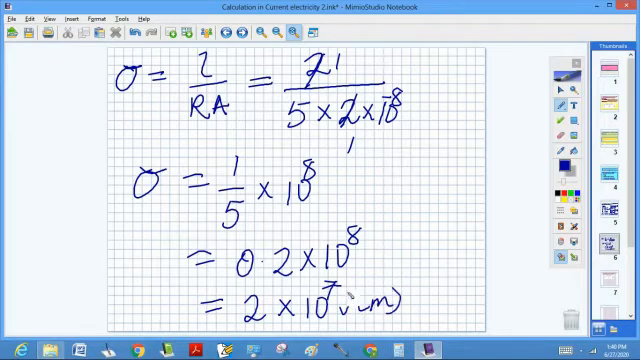per ohm meter. So that's the unit and the value for the conductivity we are asked to find.